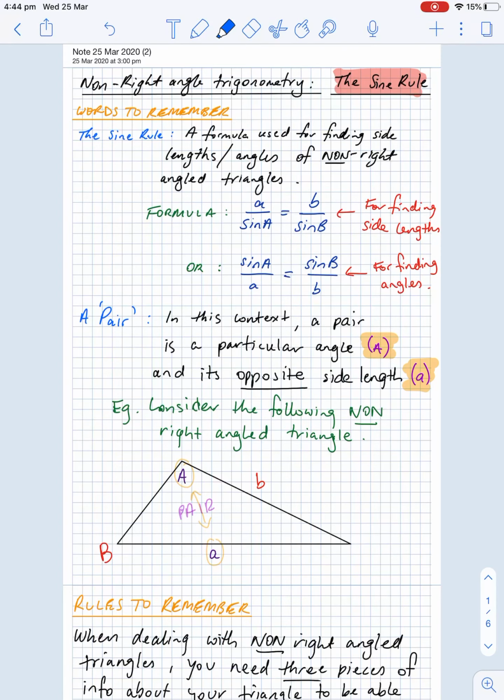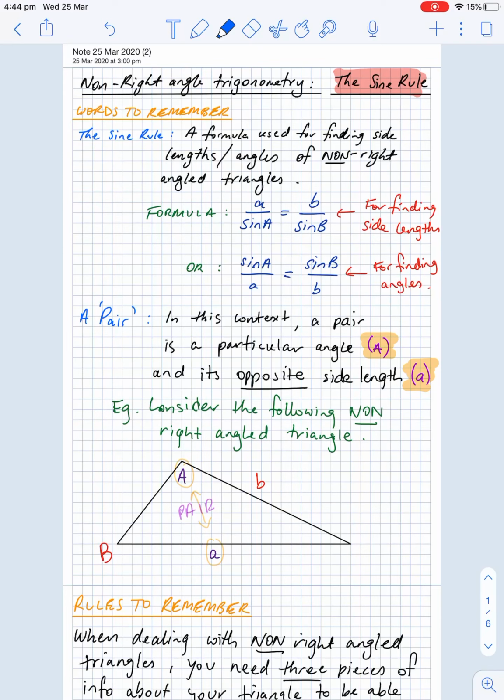So what is the sine rule? It's just pretty much a formula that's used for finding the lengths and angles of non-right angled triangles. Here we've got this formula and we've got this formula. It's exactly the same thing, both of these formulas, just the flipped version of each other. We use this top one when we're finding a side length, and we use this one when we're finding an angle. So you've got to make sure you use the right formula depending on what the questions are asking.